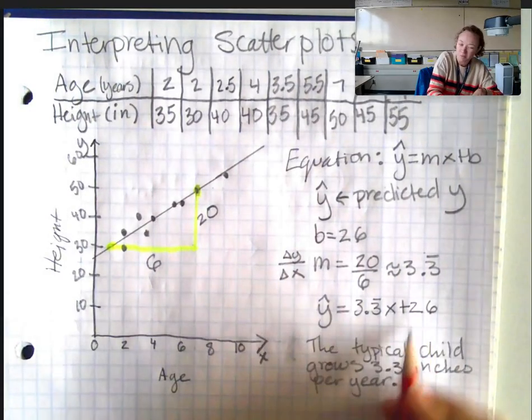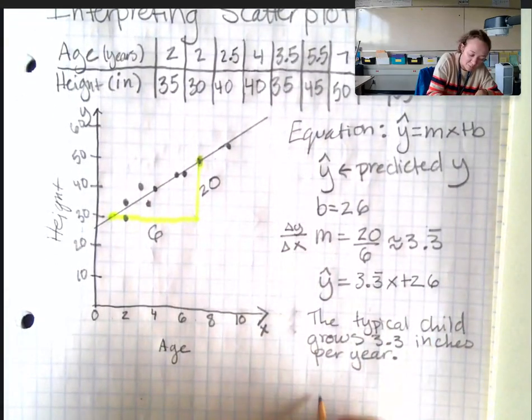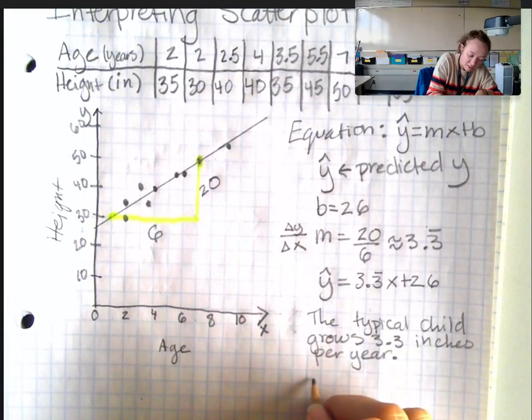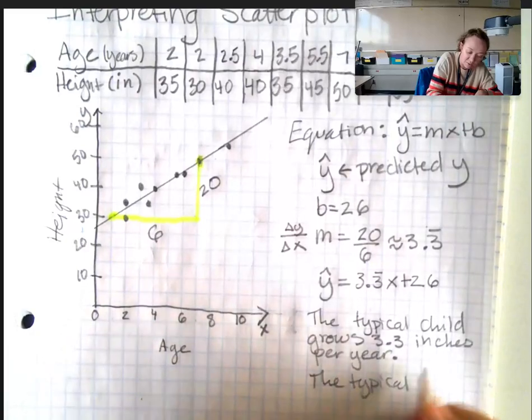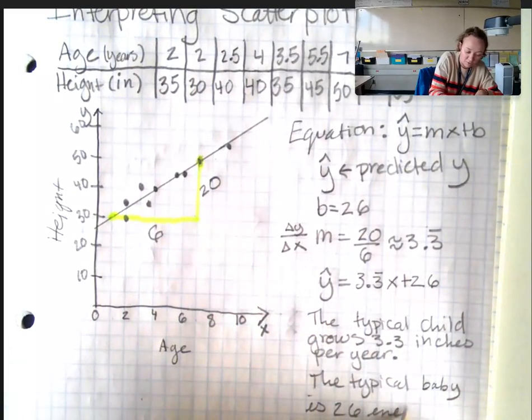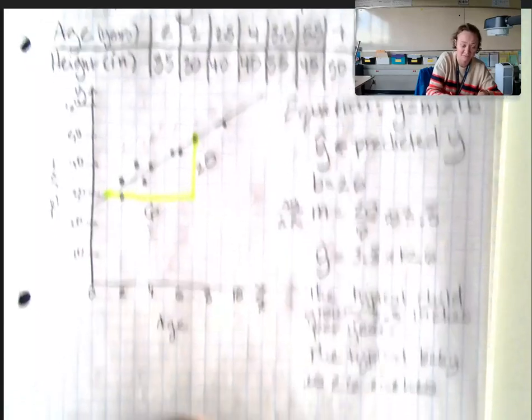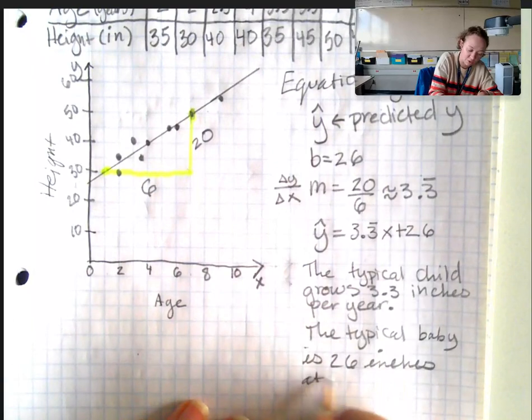And then that 26, that one's a little bit weird, but that would mean that the typical baby is 26 inches at birth, which is not true. That's a very, very long baby, 26 inches at birth.